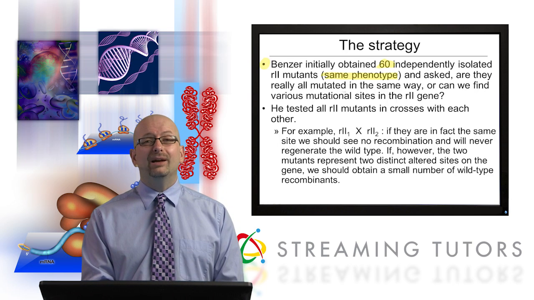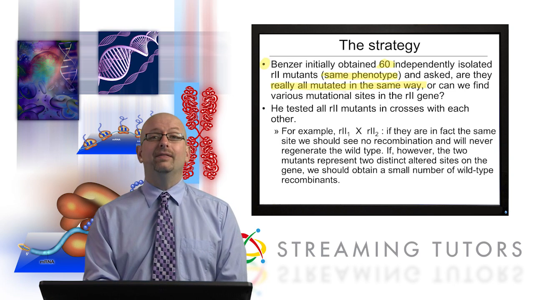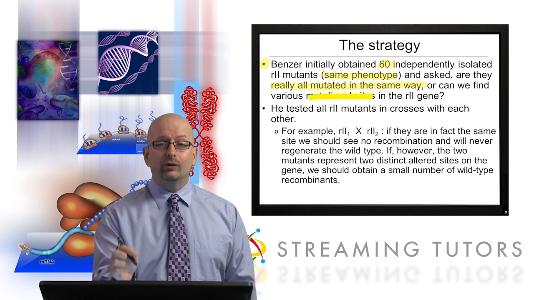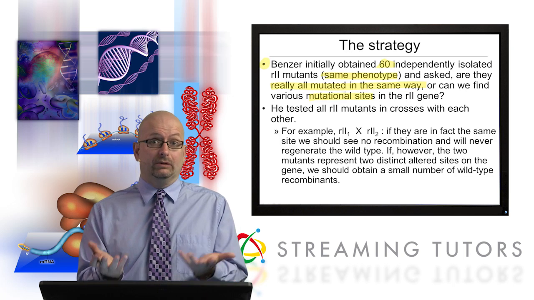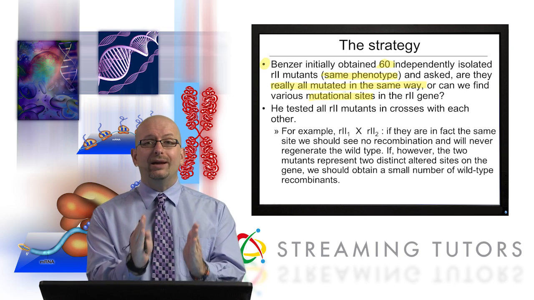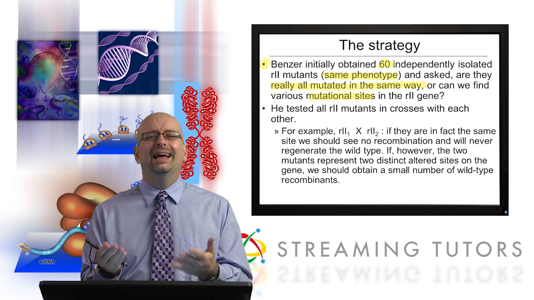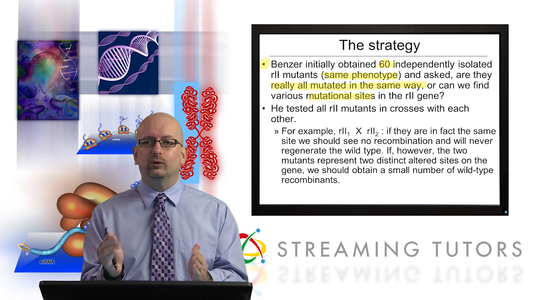And the really big question he asked was, they all have the same phenotype, but are they really all mutated in the exact same way? He was going against the bead theory already by asking this question, but you've got to ask the question to know the answer. Are there specific mutational sites within the R2 region, within the R2 gene? At the time he thought it was a gene. You'll see why later, why this may or may not be true.